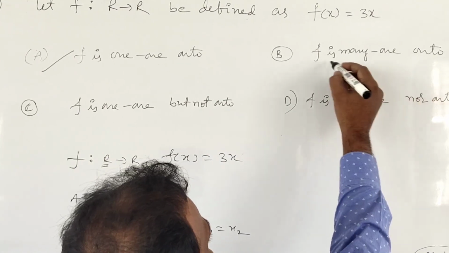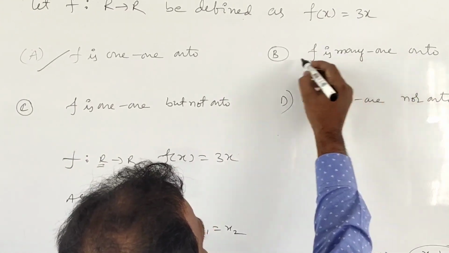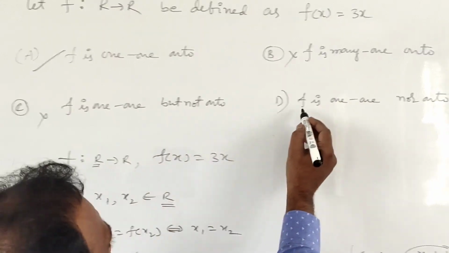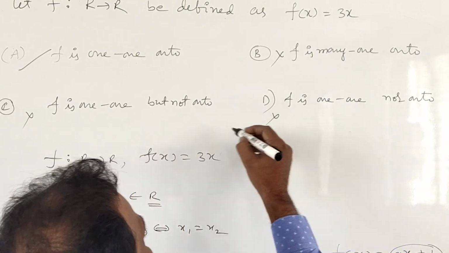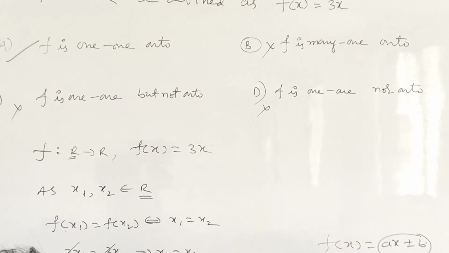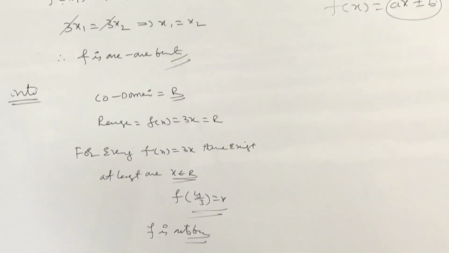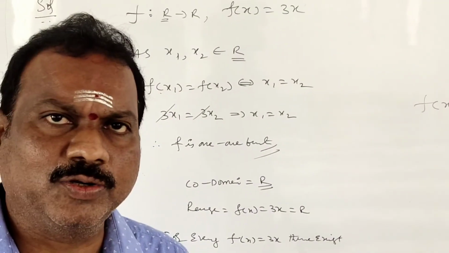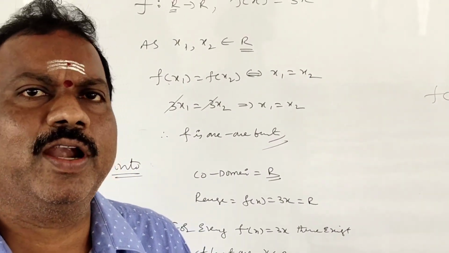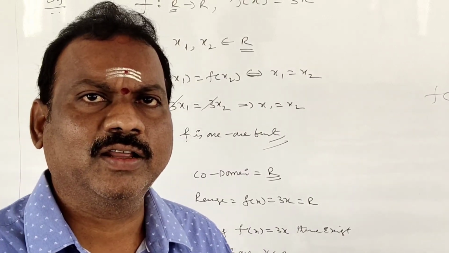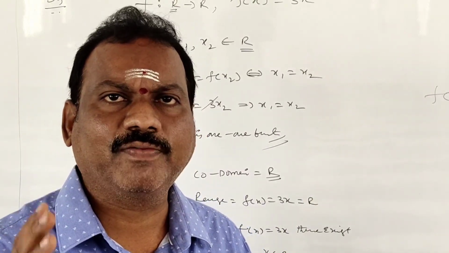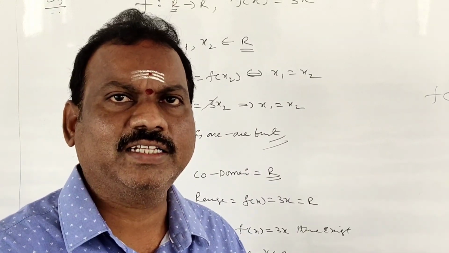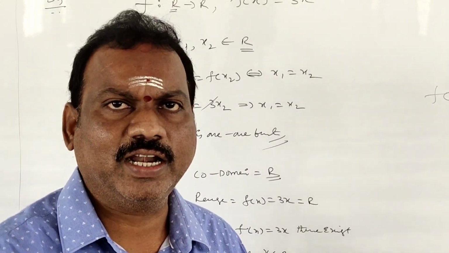F is many-one, that means not one-one, but it is one-one. So f is one-one but not onto, failed. F is neither one-one nor onto, failed. So the first option is correct. So option A is true here. Correct, students? Right. So we completed exercise 1.2. Next, before going to 1.3, we have more introduction, which is called composite functions, invertible function, and inverse of a function. Next class we will discuss that and continue the exercises.